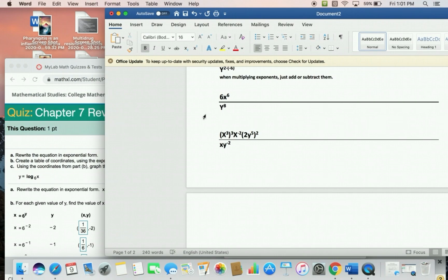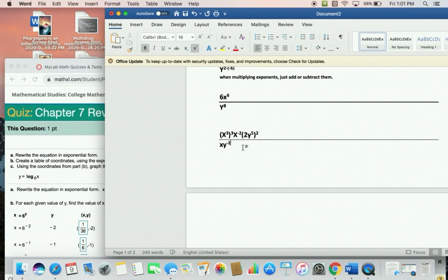Practice problem here real quickly for this. So when you look at this particular problem here, you've got x to the 3rd, all of that cubed, times x to the negative 2, times 2y to the 5th, all of that squared, over xy to the negative 2. So what you need to do first is the parentheses. And when you're raising something to a power in that way, you're multiplying the exponents.